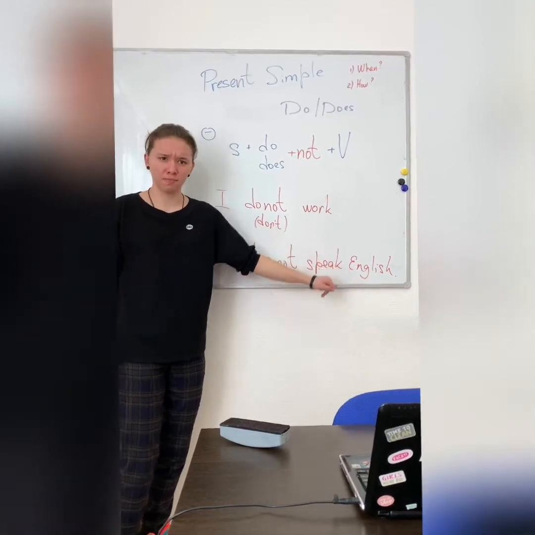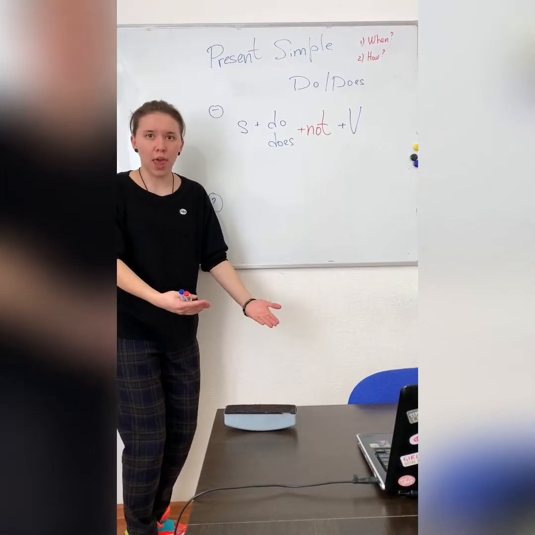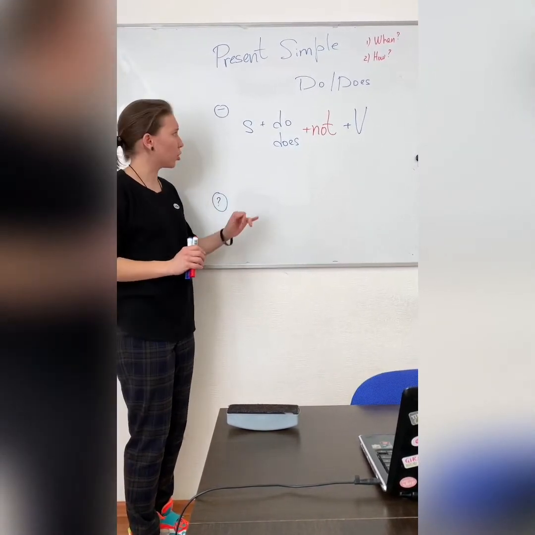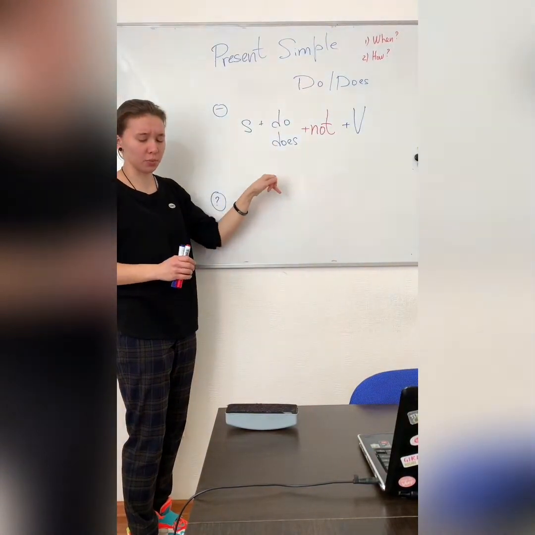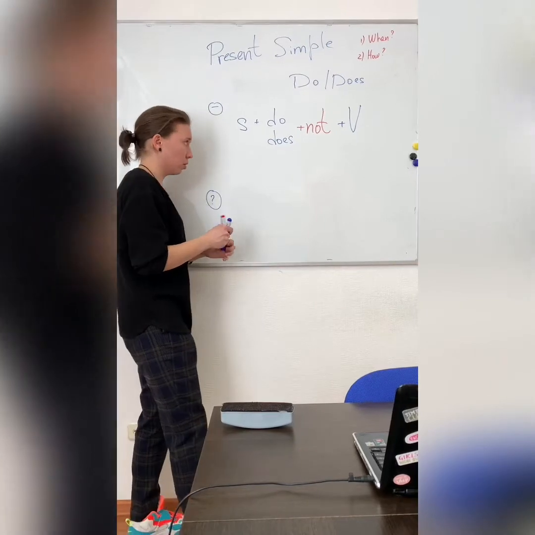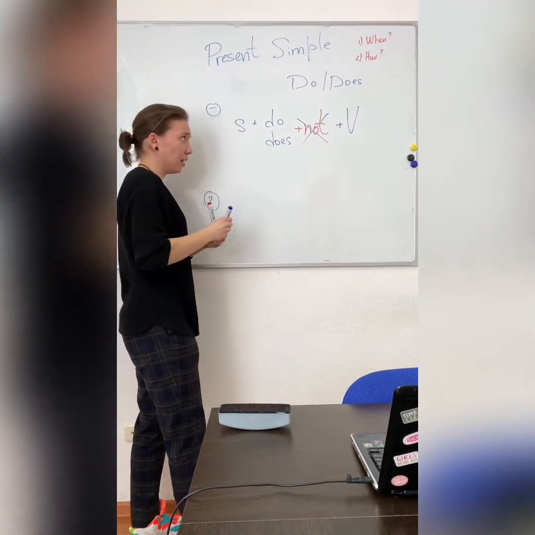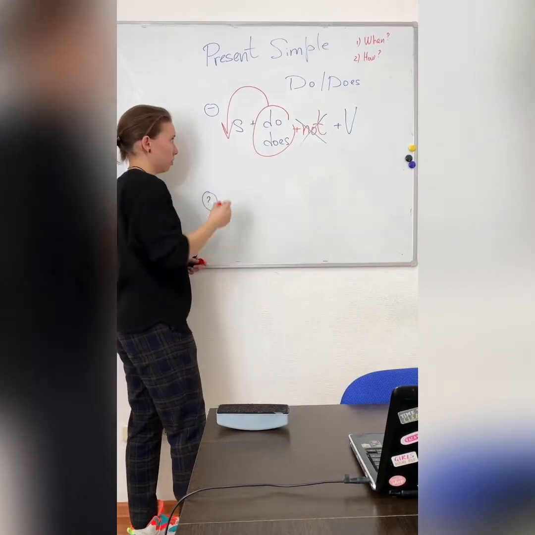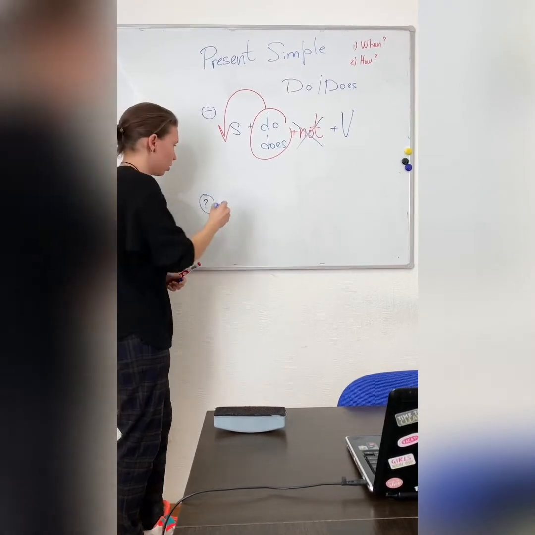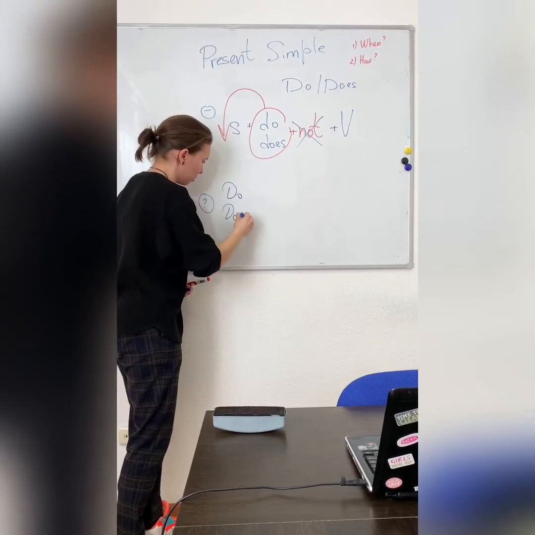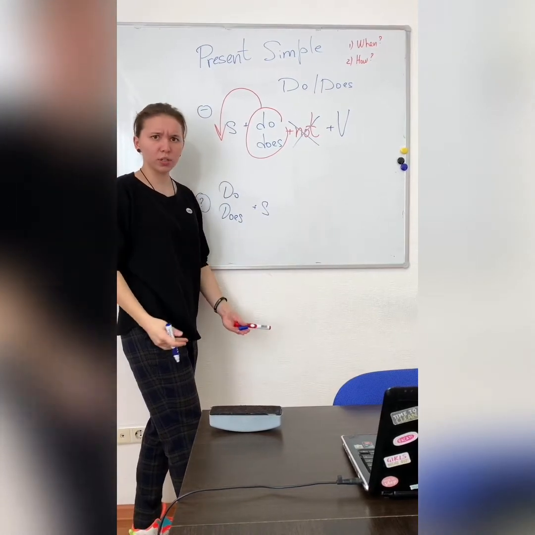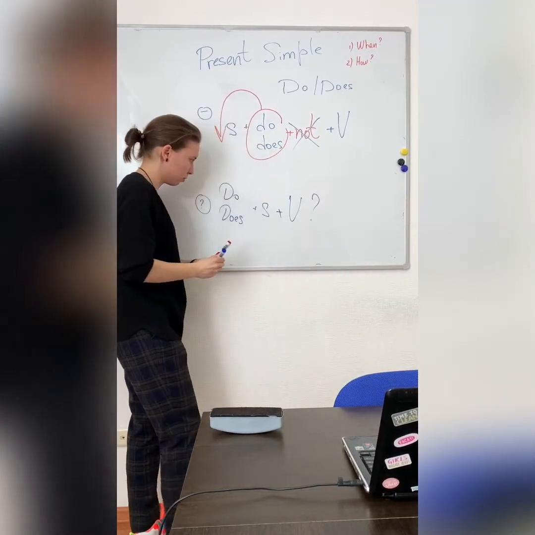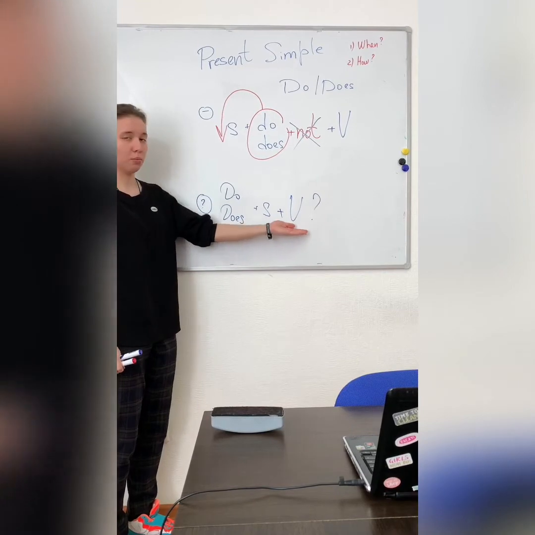Now let's go to questions. How to ask? What do you do every day? How to ask about your usual activities? Super easy. We are still working with these do and does verbs. And they're super simple. See, we just omit our not and take our do and does and put them in front. And our structure turns into do, does, plus subject, and what always comes after subject? Yep, verb. And a question mark, of course. Do, does, subject, plus verb.